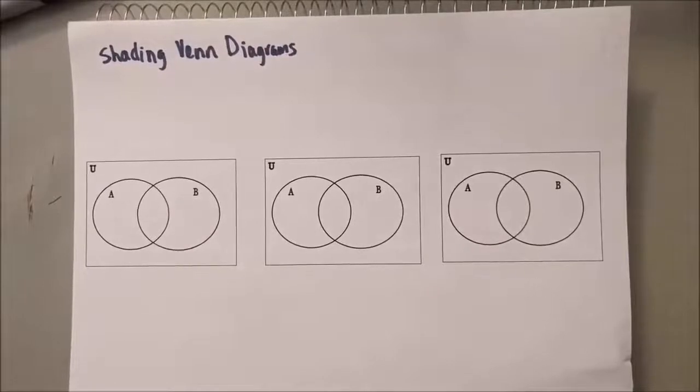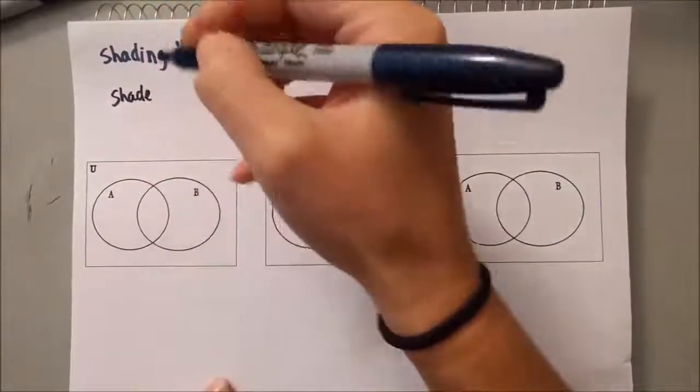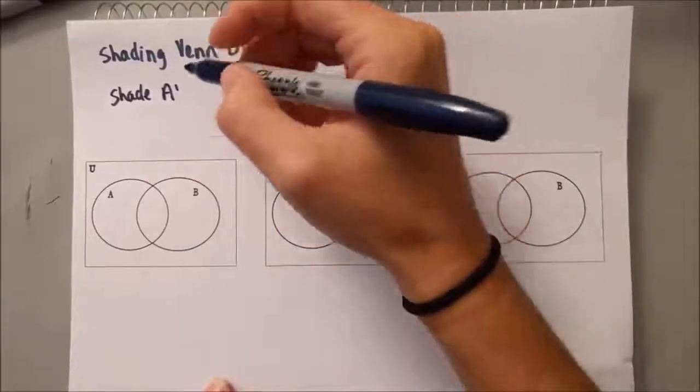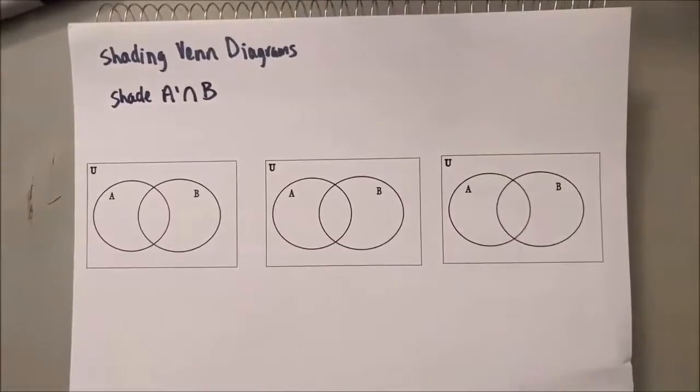Hi class, I want to talk about shading Venn diagrams. I found that students have struggled with this in the past, and it might be helpful to have a video to reference when you are studying. So let's say our instructions are telling us to shade A complement intersection B. There are a couple of ways to think about it. One thing I had in mind was to use colored pencils to help me out. It's not necessary, but it may be a visual helper.